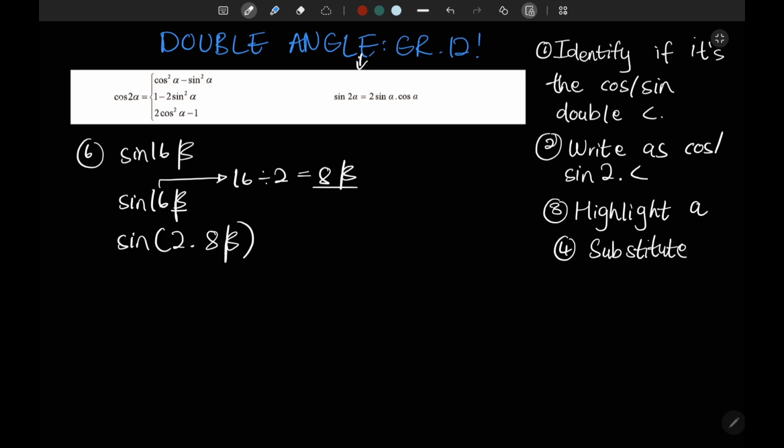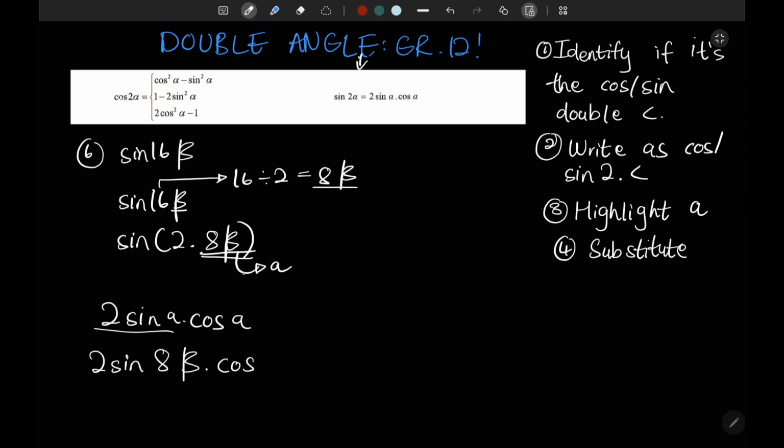Okay, highlight alpha. You have sine 2, your 8 beta is the alpha. Step 4, substitute. The information sheet told us that for the sine double angle, it's 2 sine alpha times cos alpha. So write this 2 sine, what is your alpha? 8 beta, times cos, what is your alpha? 8 beta. And that is how you deal with cos and sine double angles in grade 12.